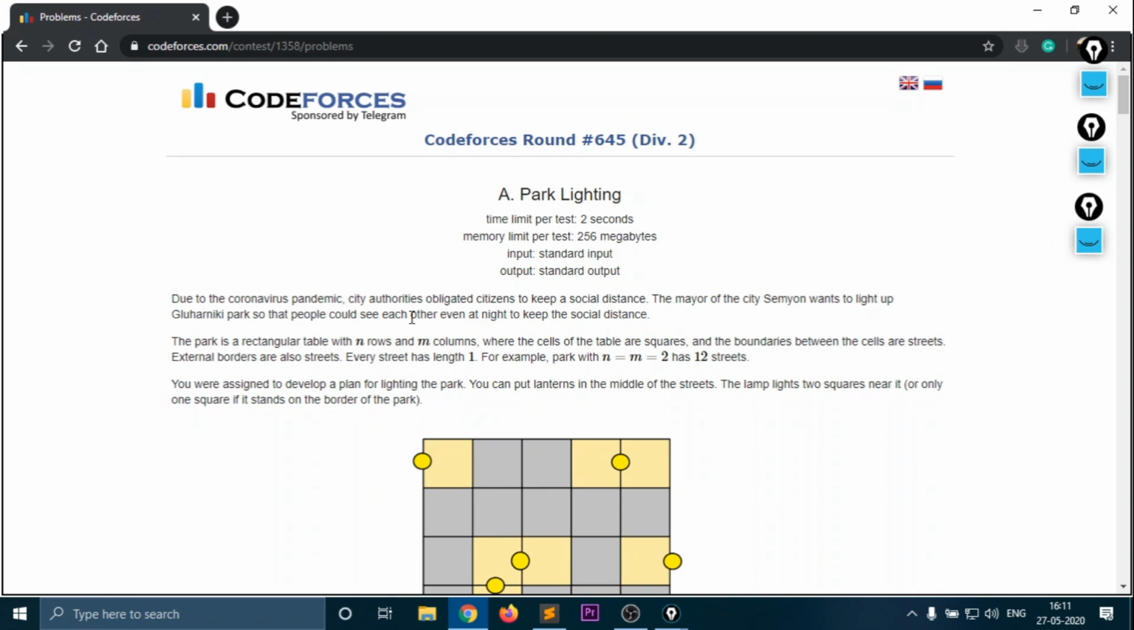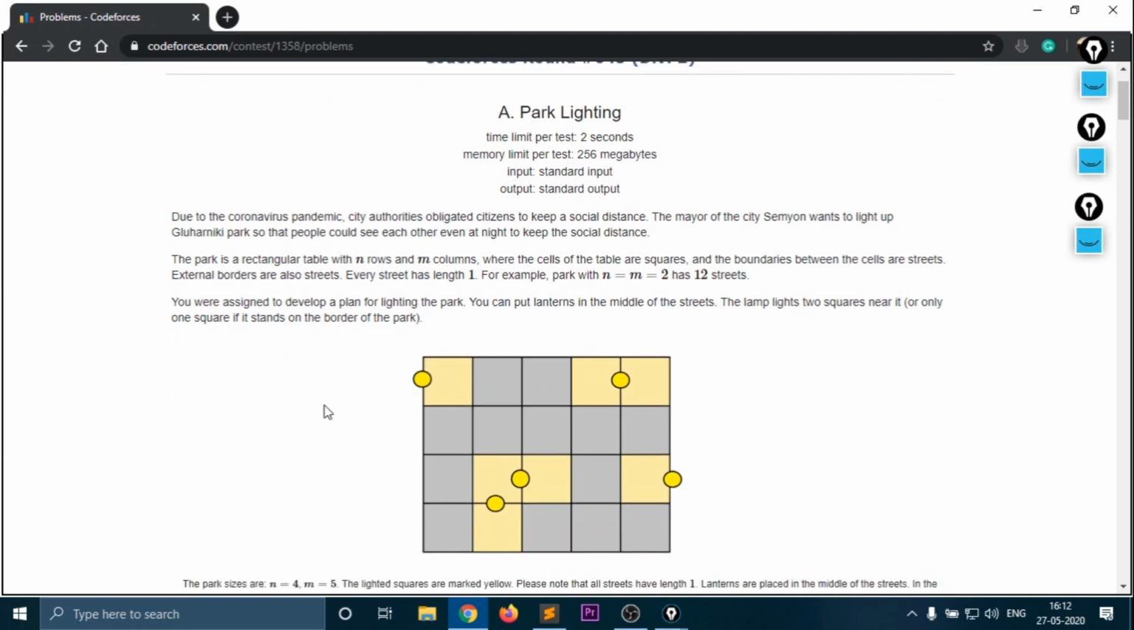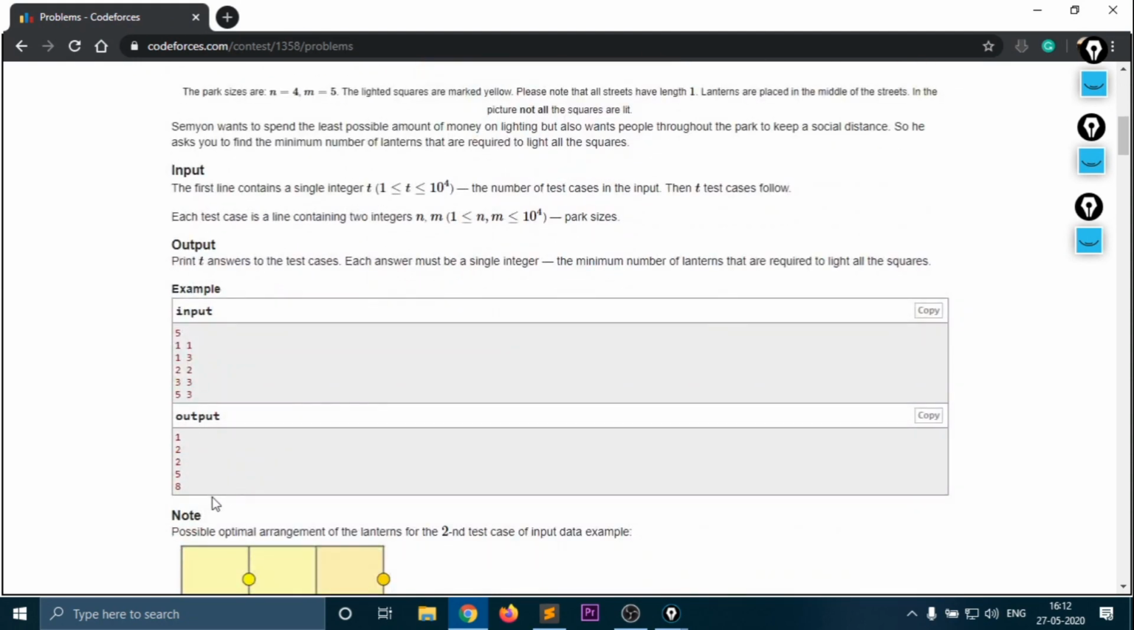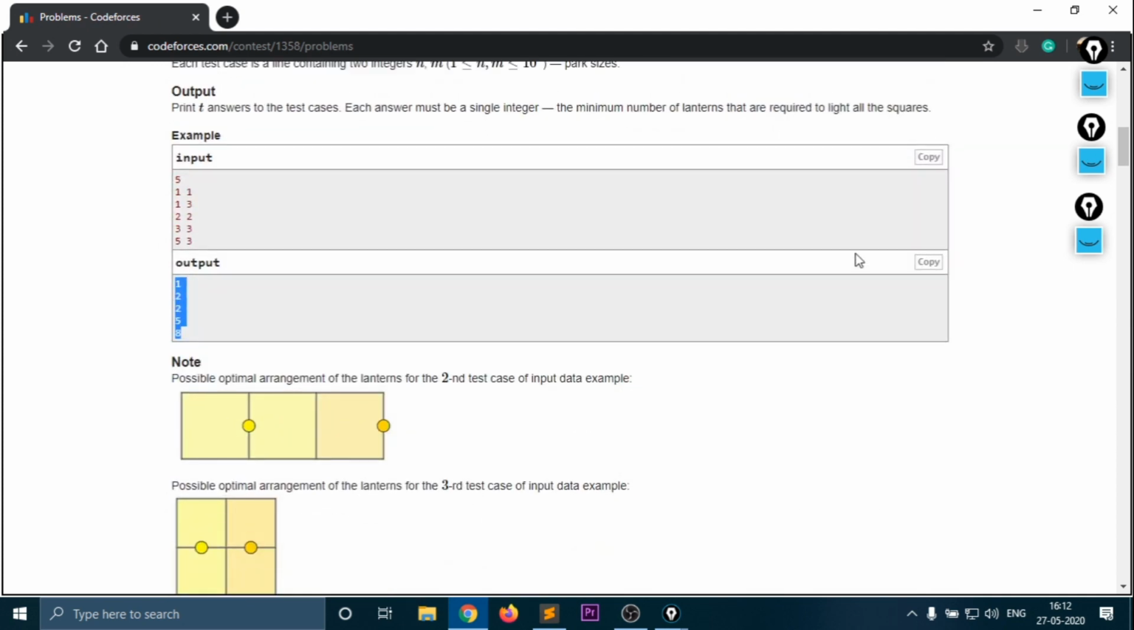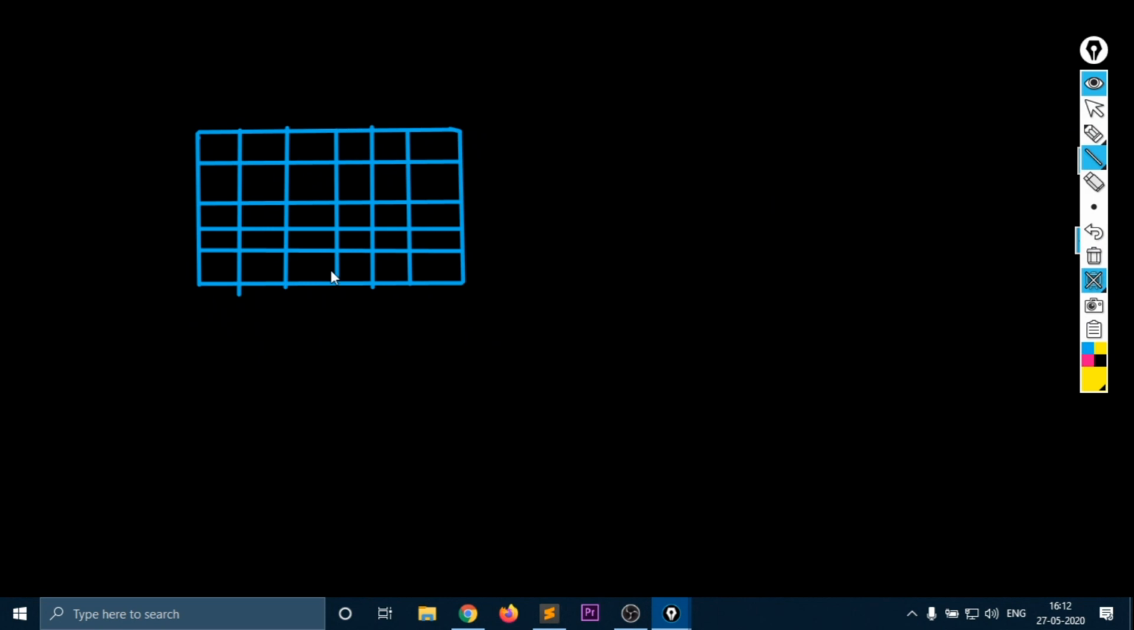In this we have a parking lot which has an M cross N grid and has streets, according to which we have to light the whole park, and a light can only light two cells. So for every case we have to calculate the minimum required lights for lighting the whole grid. So let's check the approach.